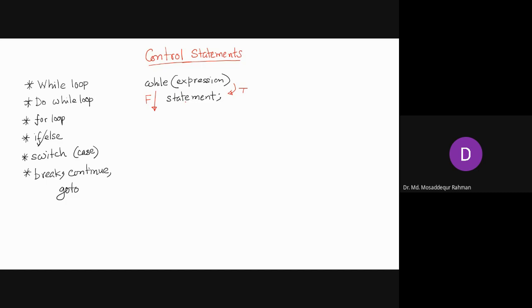Here we have only one single statement. You can have a number of statements to complete a task. In that case, we write like this: while, then you have the expression, and then you put in curly braces statement one, statement two, and so on. And then close this.